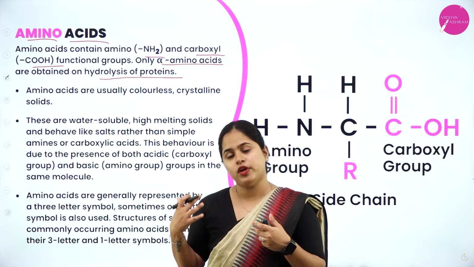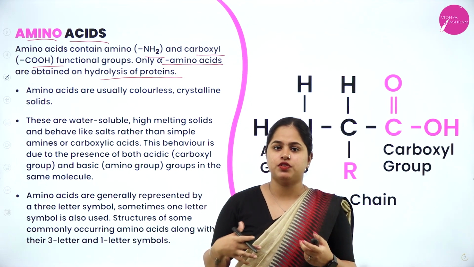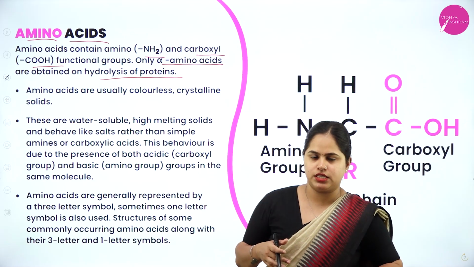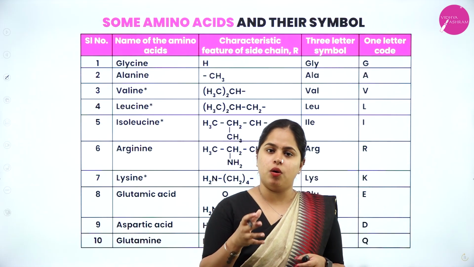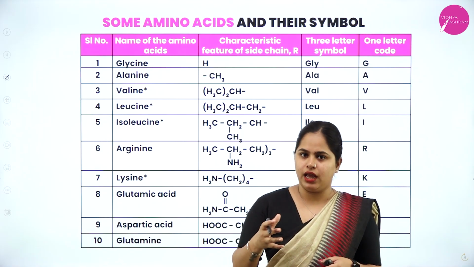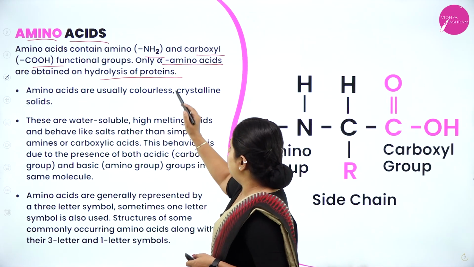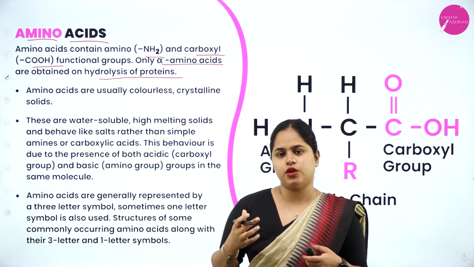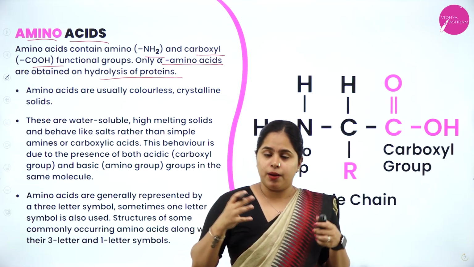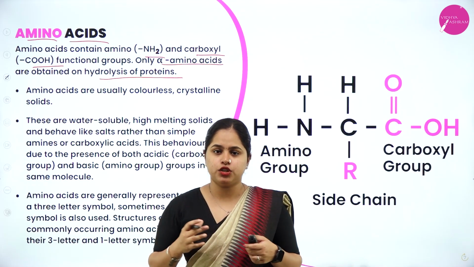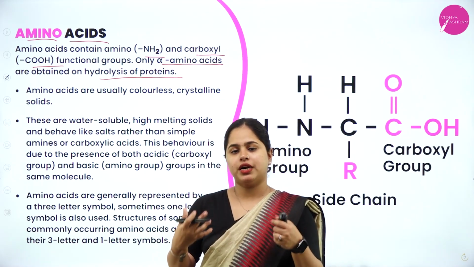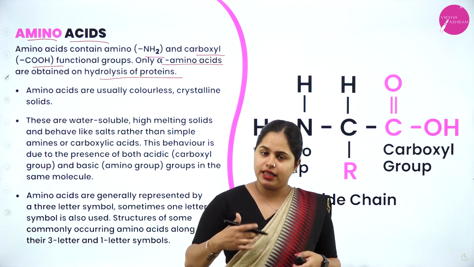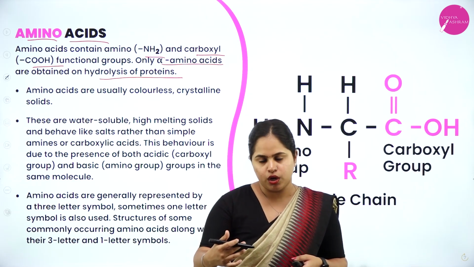Before moving on to studying in detail about proteins, which we'll be studying in the upcoming sessions, we need to have an idea about amino acids, right? So amino acids, as discussed, are a combination of an amino group and an acid group, that is carboxylic acid. Only alpha amino acids are obtained on hydrolysis of proteins. What do you understand from this sentence? The amino acids will combine together to form proteins. So before studying proteins, it is necessary to understand amino acids first, and then in the upcoming sessions we'll study proteins, right?